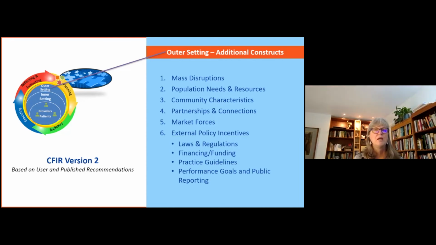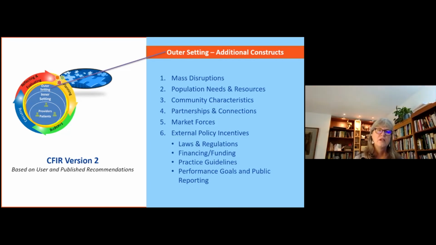And these may include wildfires, flooding, pandemics, other unanticipated global, regional disruptions that affect our implementation efforts. We're going to add partnerships and connections. Actually, this is a renaming, as is market forces. And I can get more into that if you have questions about that later.